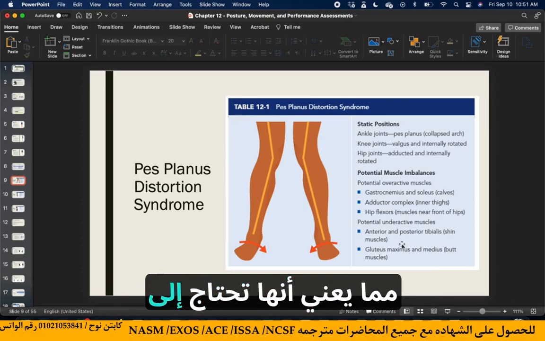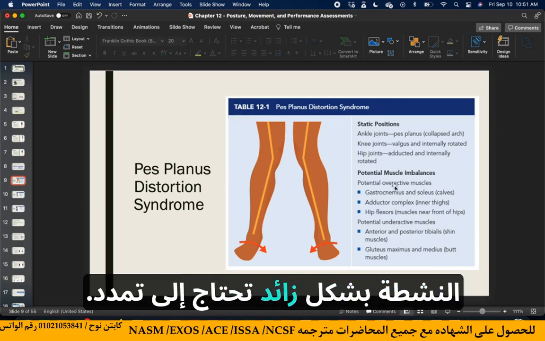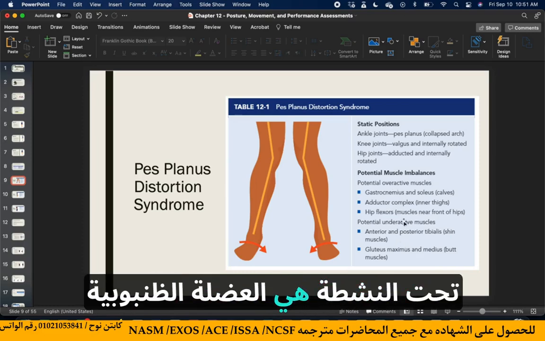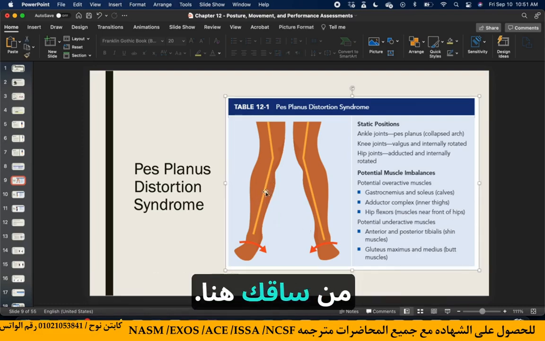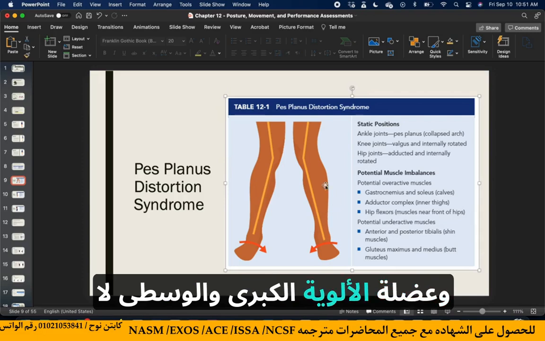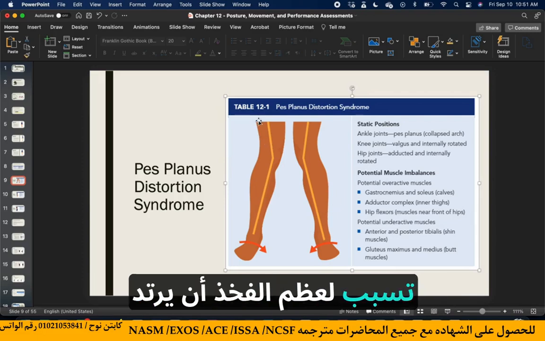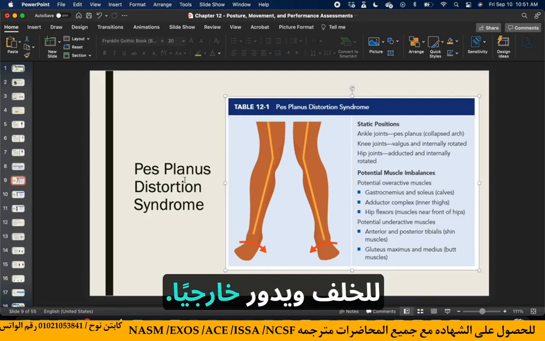Underactive, meaning that they need to be strengthened at some point. Overactive would need to be stretched. Underactive are the anterior and posterior tibialis, so that right in the front part of your shin here. And the glute maximus and medius are not causing the femur to kick back and be externally rotated.